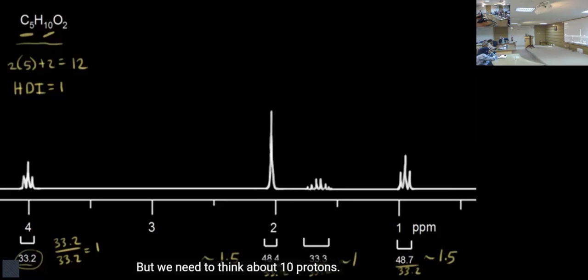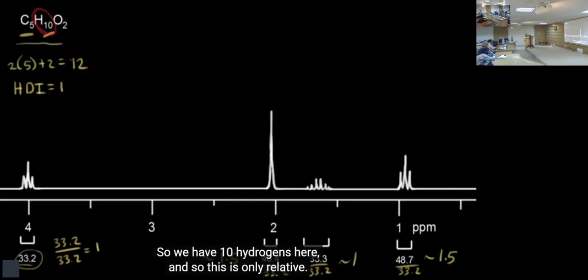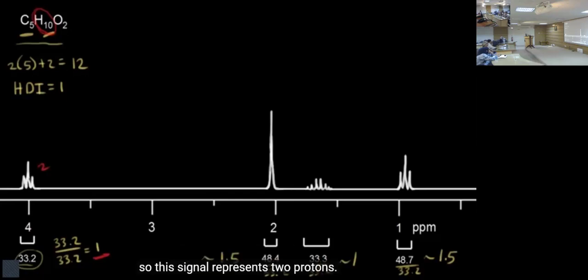But we need to think about 10 protons, right? So we have 10 hydrogens here. And so this is only relative. To get the absolute number of hydrogens, we need to multiply these numbers in this ratio by 2. If we multiply 1 by 2, we obviously get 2. So this signal represents 2 protons.